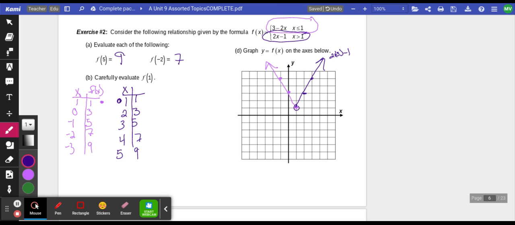Carefully evaluate f of 1. Well, I actually don't need to be in both equations, it equals 1. But I should use the top one because that's where x equals 1. So this is 3 minus 2, so it's 1. You need to use the function where x equals 1, which is the top one.